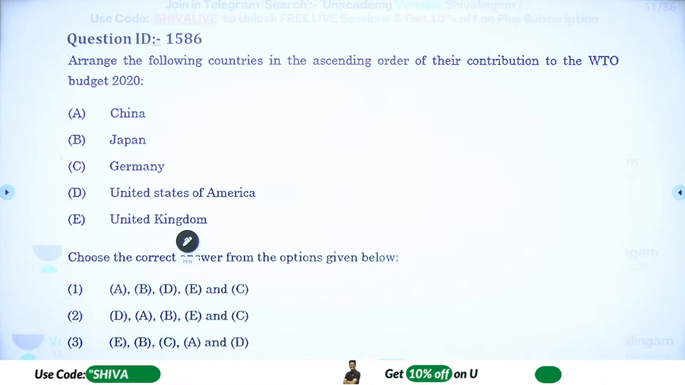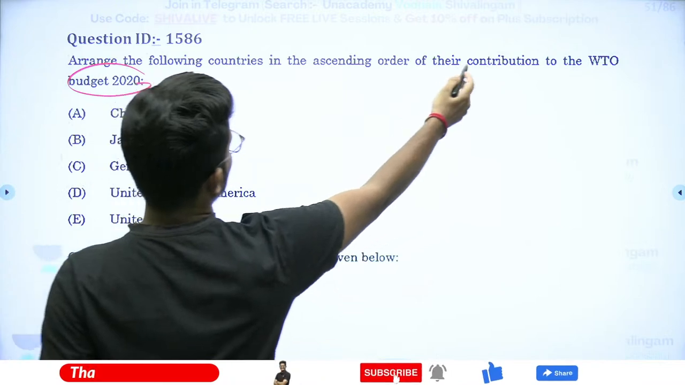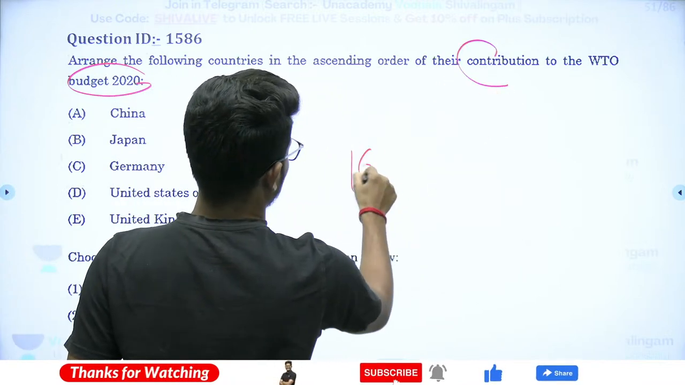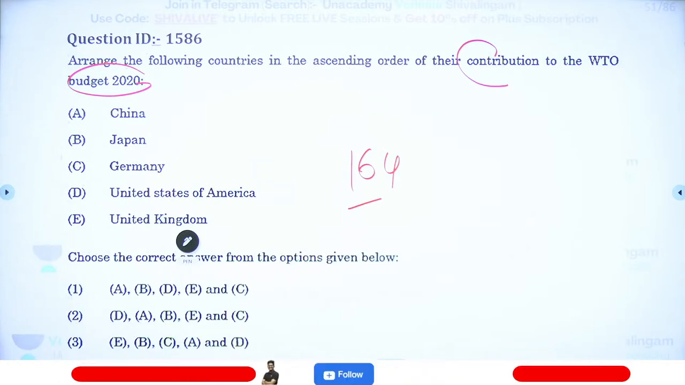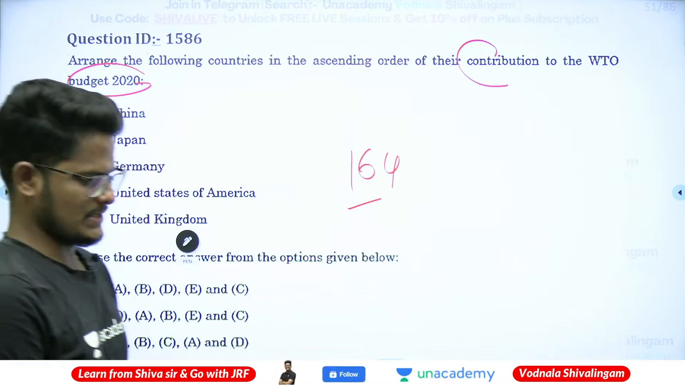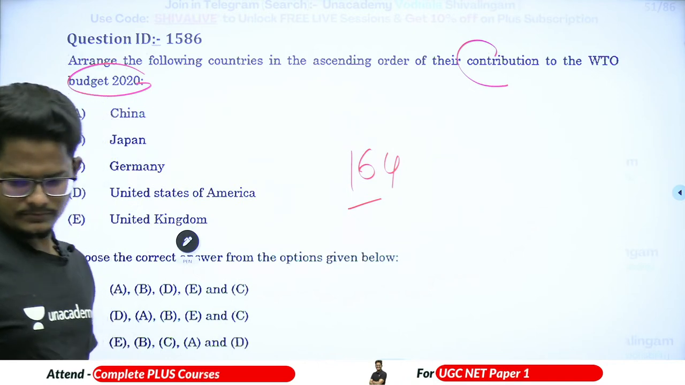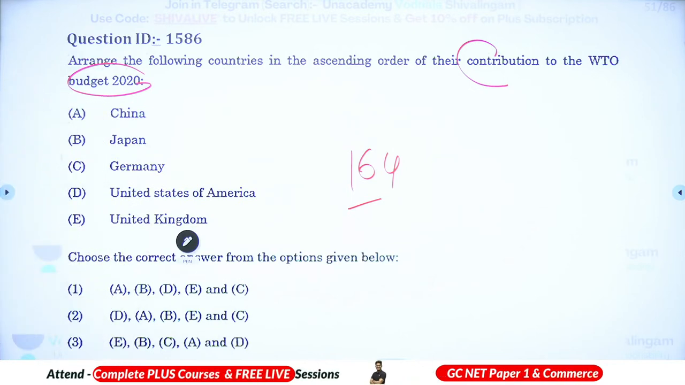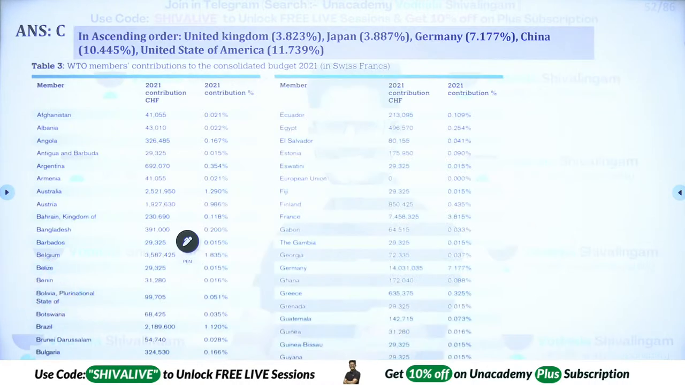Answer karo bhai. How do we know this actually? How do we know the budget contributions of each country? There are 164 countries. How will we get the answer? Many questions on the WTO this time. Let me tell you directly, I think it will be time wasting.